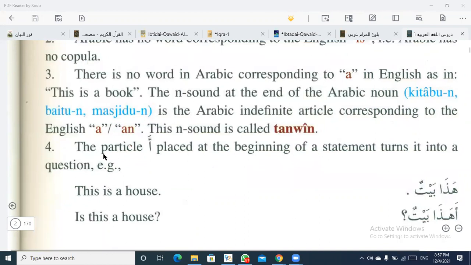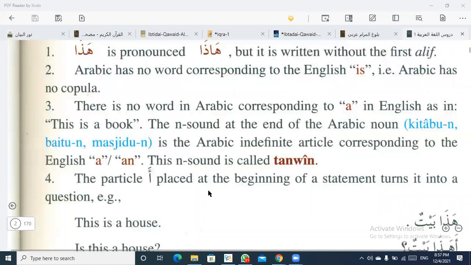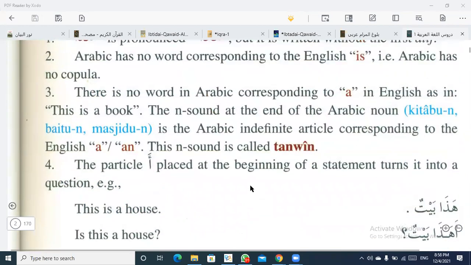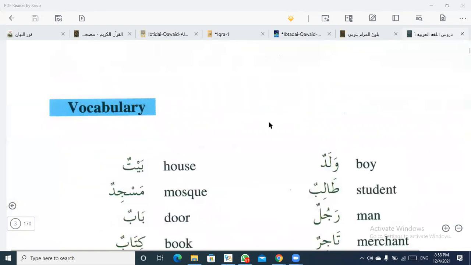Okay. Number four, the particle alif hamza fatha at the beginning of a statement turns it into a question, e.g. Hasa baitun, this is a house. Hasa baitun? Is this a house? Okay, understood? Anyone have a question? Okay, any confusion? No. Okay, now vocabulary.